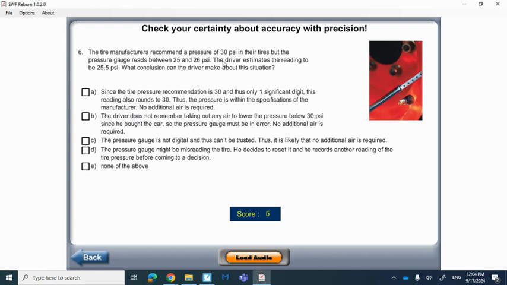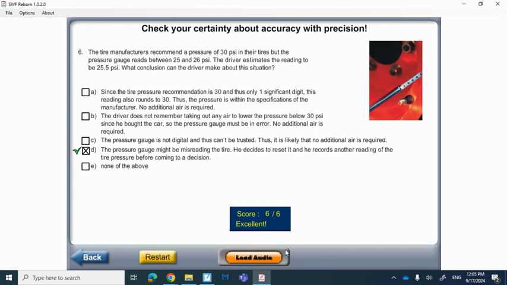And then what's our last one here? Oh, tire manufacturer, 30 psi. The gauge reads between 25 and 26. Estimates the measurement to be 25.5. What would our conclusion be here? So, since there's only one significant digit, does that mean it would round to 30, so the pressure is perfect? I'd want my tire pressure to be maybe a little more accurate than that. Driver does not remember taking out any air pressure, so that must be fine. Pressure gauge is not digital, so it can't be trusted. The pressure gauge might be misreading the tire. He decides to reset it and records another reading and so on to confirm. That would be like the best plan, right?